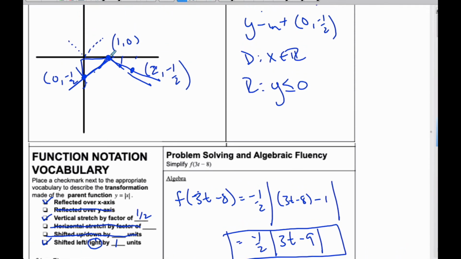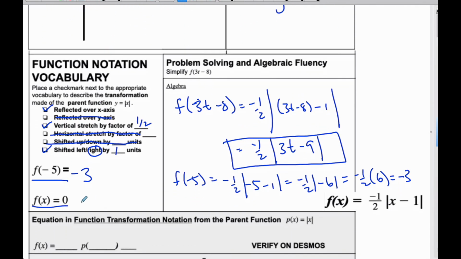And finally, this last one here, I'm not even going to try to do it algebraically. I'm going to my graph. I can see the y value is 0. That means x is equal to 1.